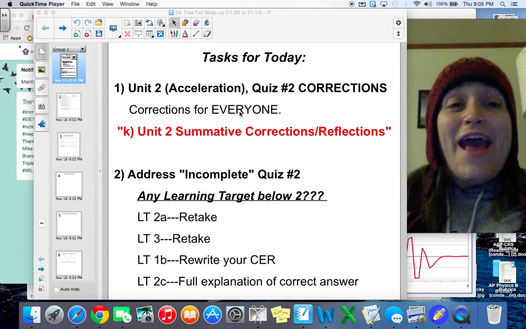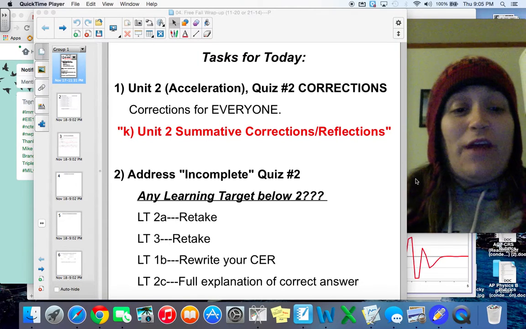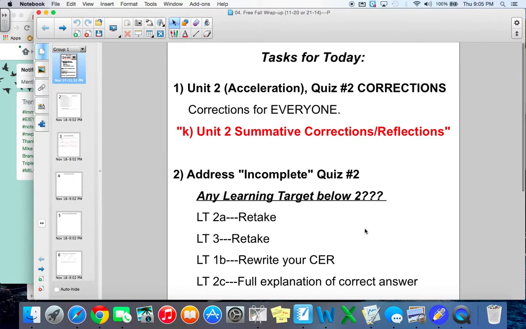But today, these are the expectations. While I am gone, I'm actually going to be in the building, so I'll probably stop by at some point throughout the period. But these are the things we are going to be doing.